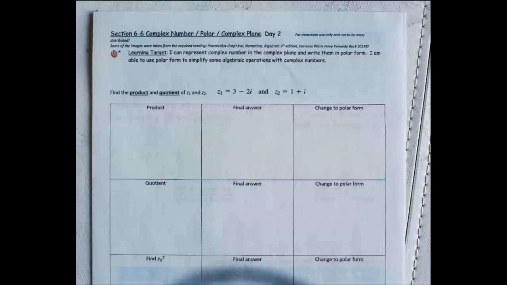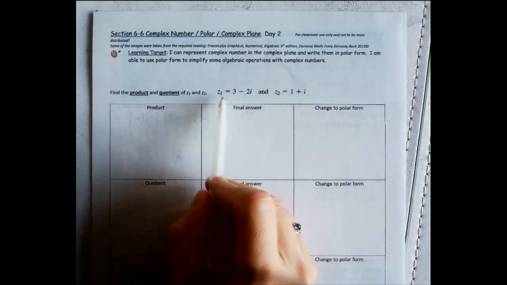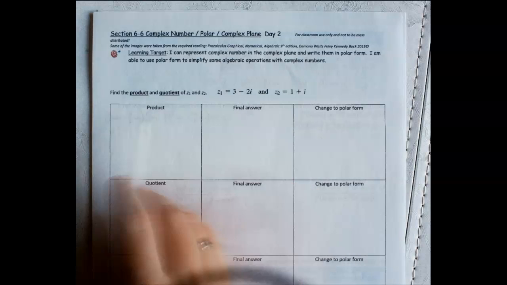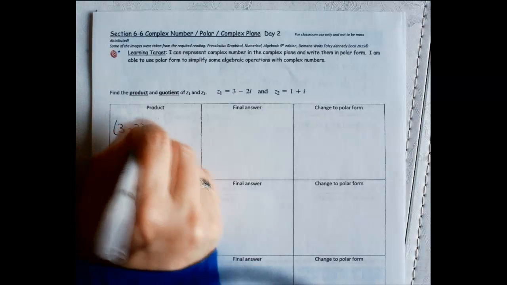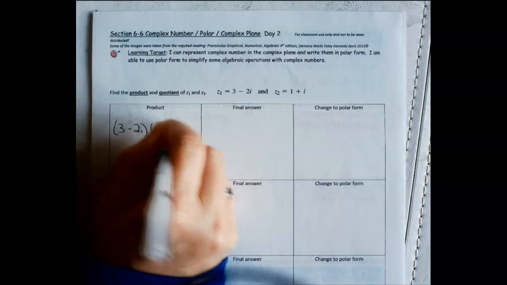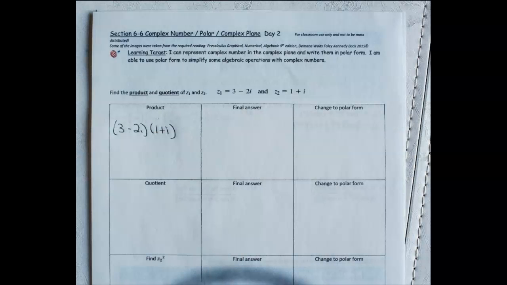So the first thing they've asked us to do is we've been given the following two complex numbers. They wanted us to find the product, the quotient, and z squared. So we've got 3 minus 2i and 1 plus i. So like I said, let's treat it like Algebra 2. We're just going to FOIL it out.